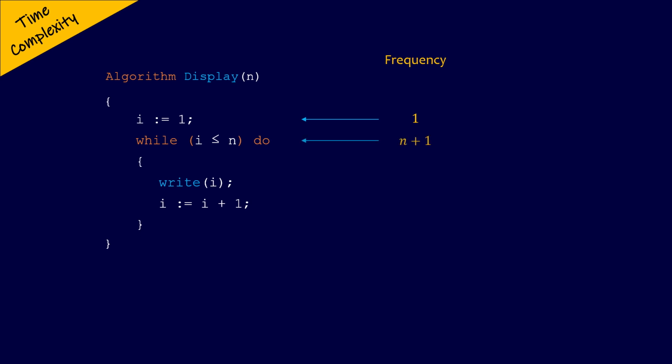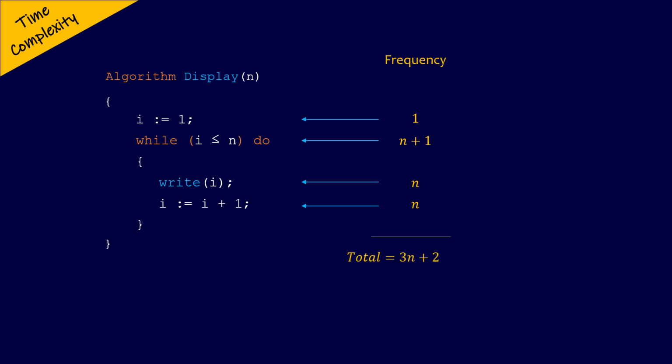Then we have a while loop. This while statement will execute for n plus 1 times, which we have computed. Then the statements within the while loop will execute for n times, which we have computed. So the write statement, which is also a primitive statement, takes unit time, but since it is within the while loop, it will execute for 1 multiplied by n times. As well, the increment statement is also a primitive statement which takes unit time, but since it is within a while loop, it will execute for n times.